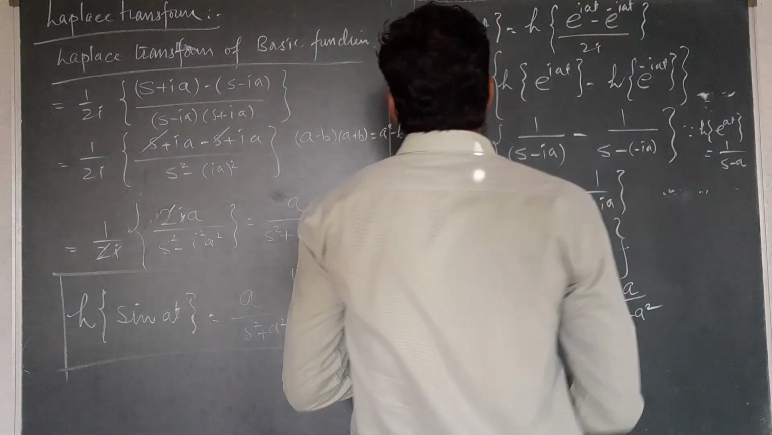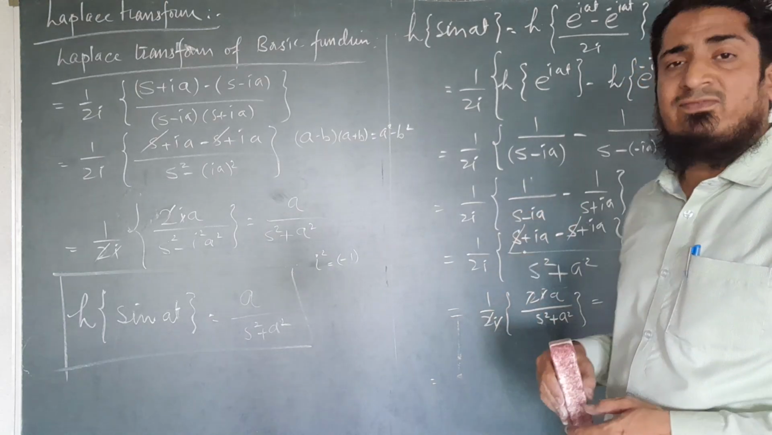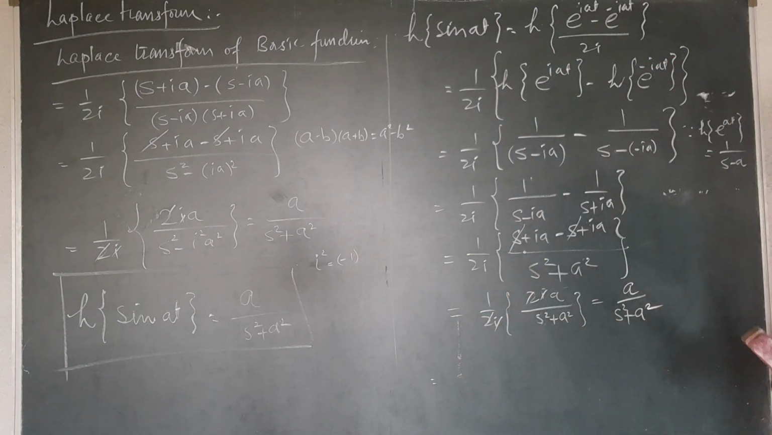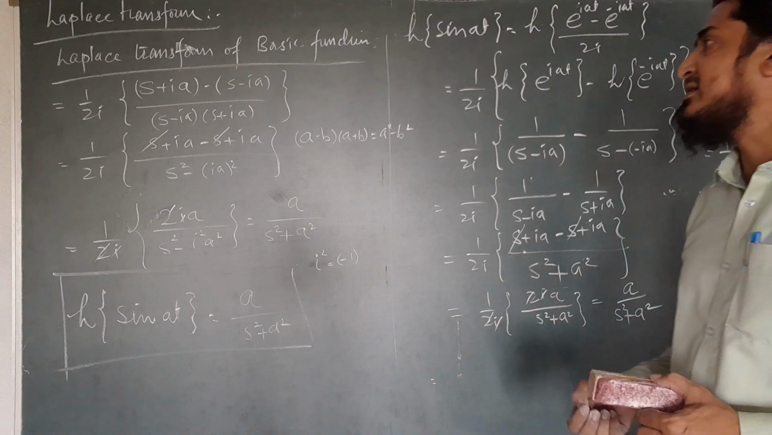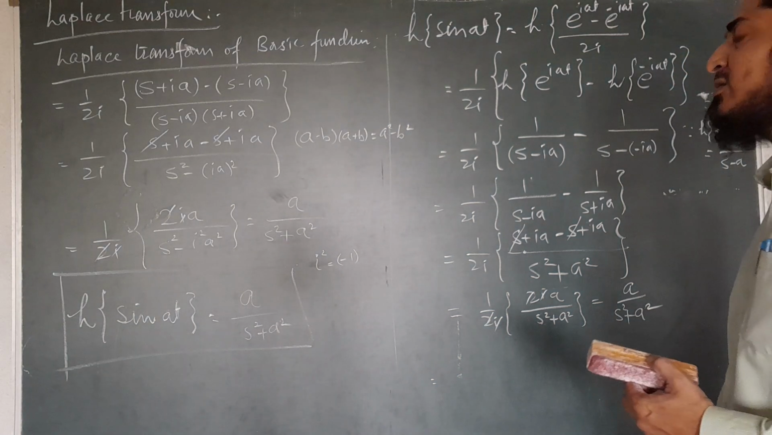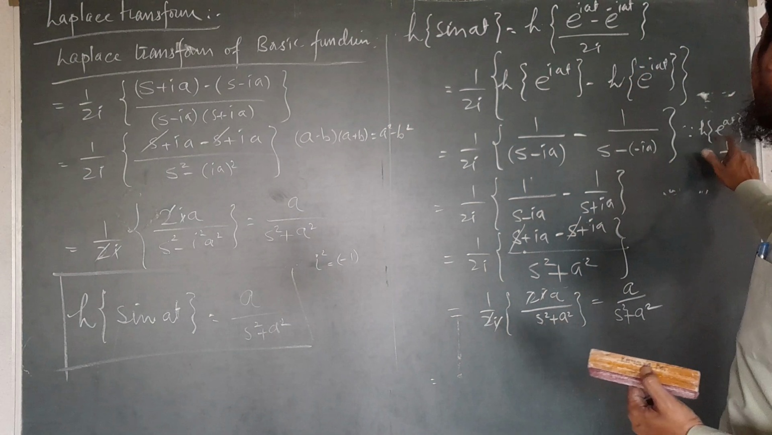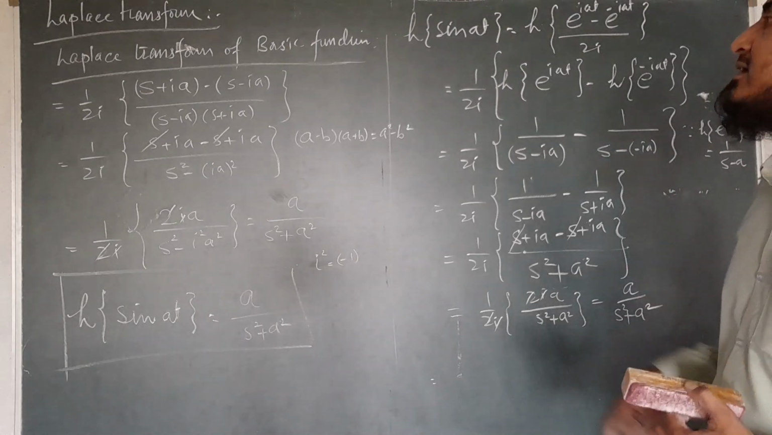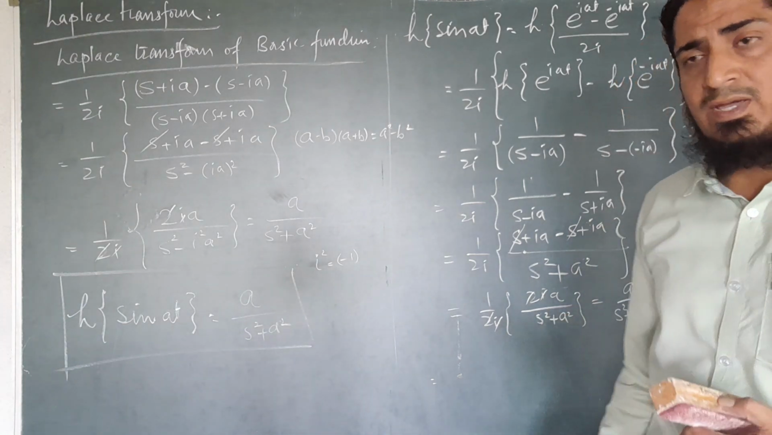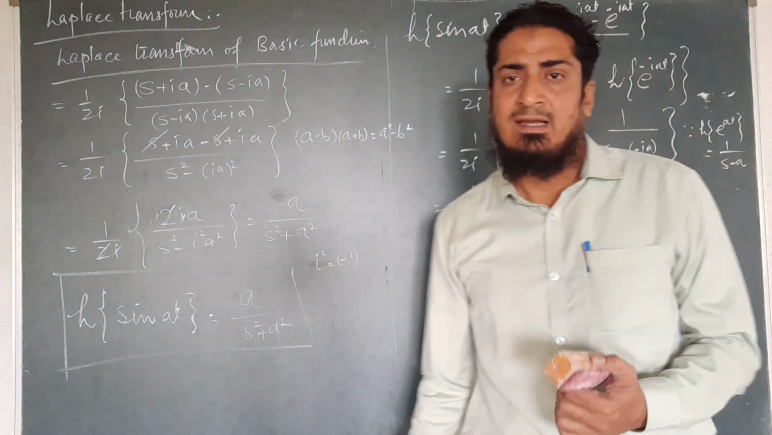In the next lecture, we will try to solve one more transformation, of cos at. Till then, we stop at this point. Remember, we have done 4 basic results: the Laplace transform of 1, that is 1 upon s; the Laplace transform of t raised to n, that is n factorial upon s raised to n plus 1; and the Laplace transform of e raised to at, which is equal to 1 upon s minus a. Then the Laplace transform of sin at, which is equal to a upon s square plus a square. In the next lecture, we will try to find the Laplace transform of cos at. Till then, thank you. Bye.